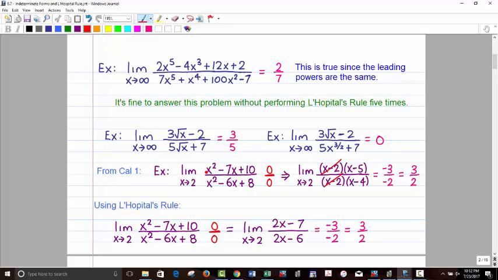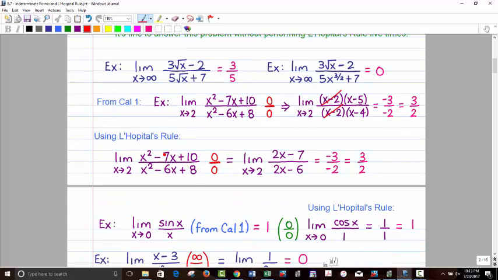The way we would handle this kind of problem, you plug in 2 and you get 0 over 0. So before learning L'Hopital's Rule, what we would have done is factor the top and bottom, cancel the common factor, reinsert the 2, and you get negative 3 over 2, and the limit would be 3/2.